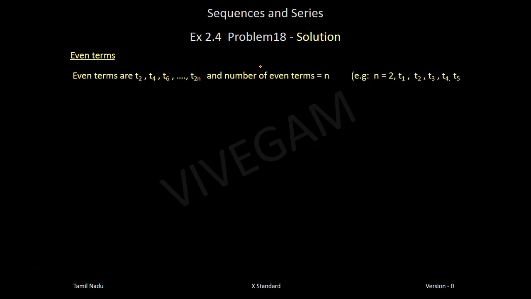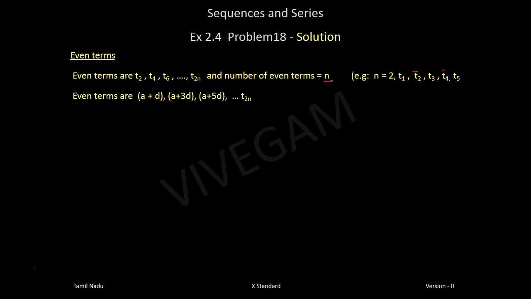So the even terms. What are the even terms? T2, T4, T6 and T2n. Am I right? So again, as I said, if you put n equal to 2, how many terms are there? 2n plus 1, right? So 2 twos are 4, 4 plus 1, 5 terms will be there: T1, T2, T3, T4, T5. So here the even terms are T2 and T4. So you have 2. So the number of even terms in a series is always n.